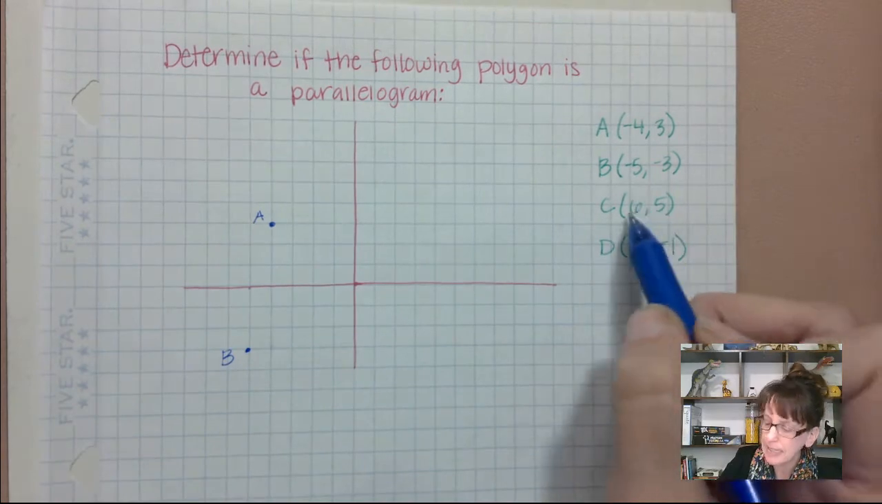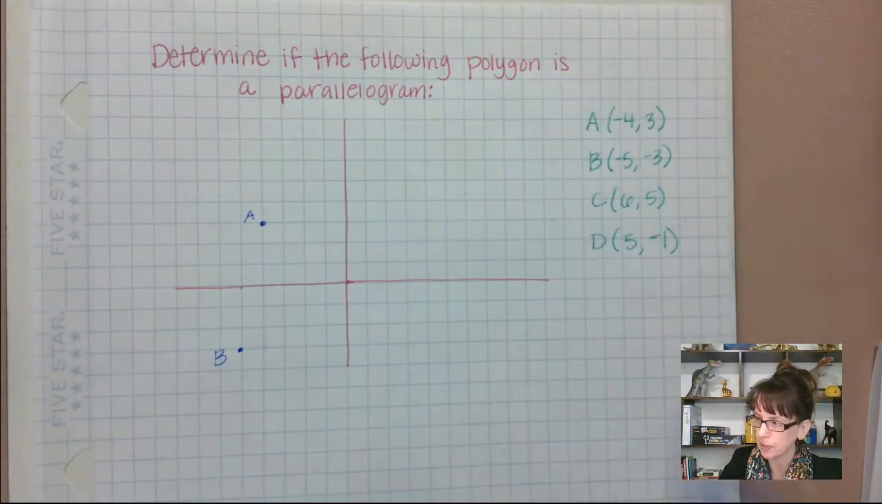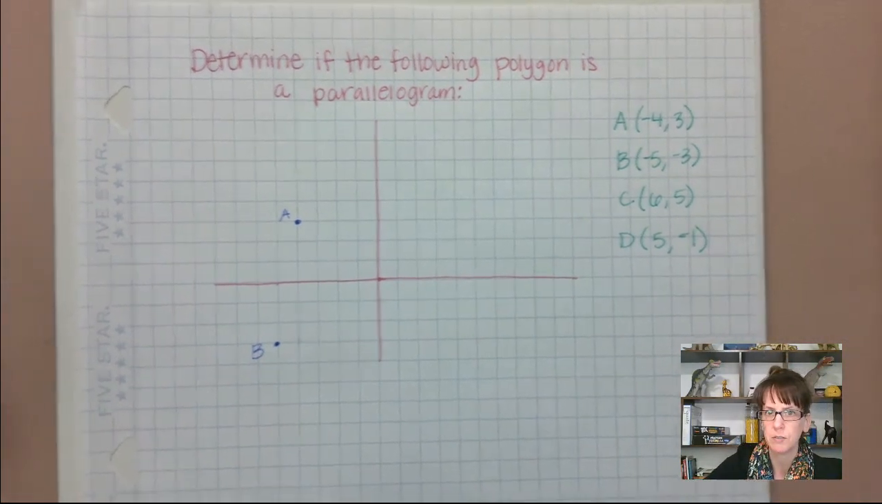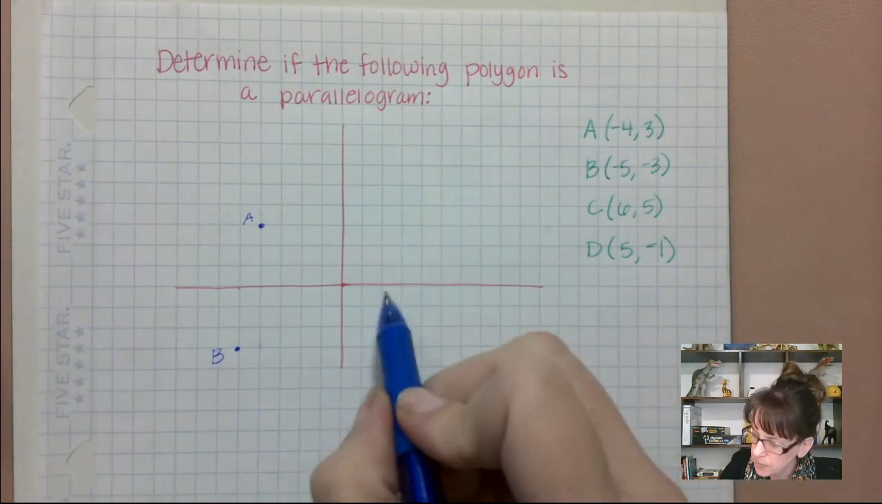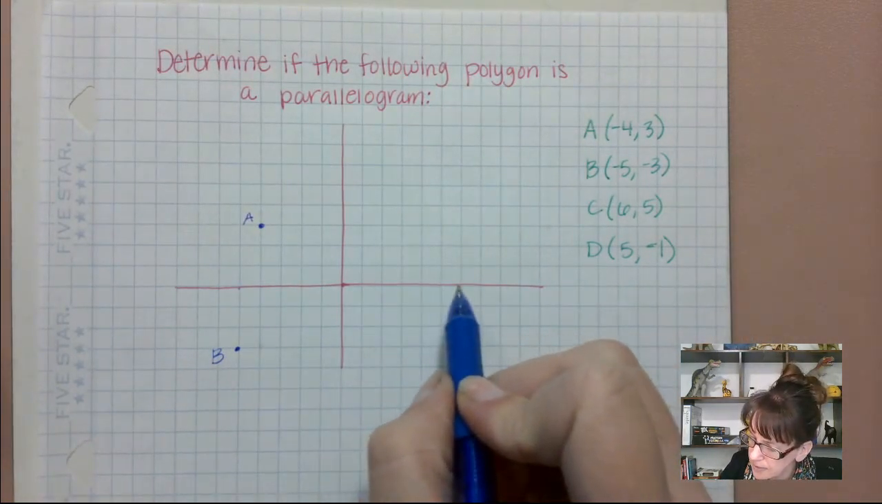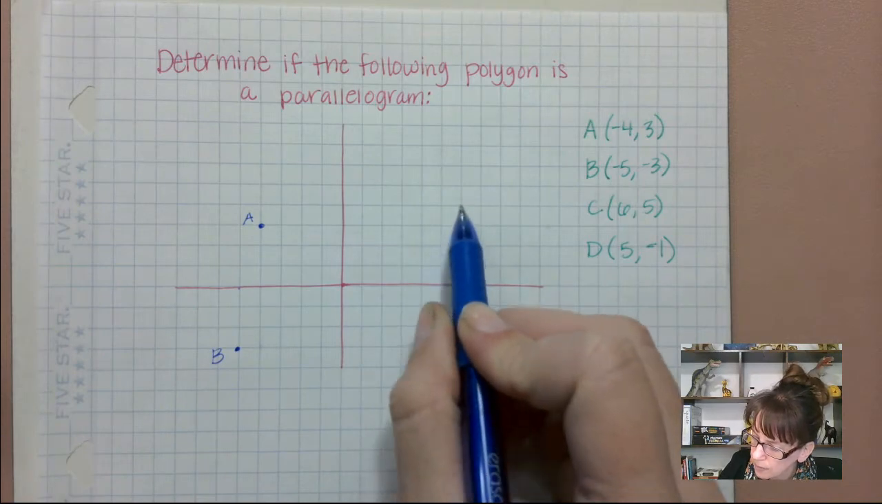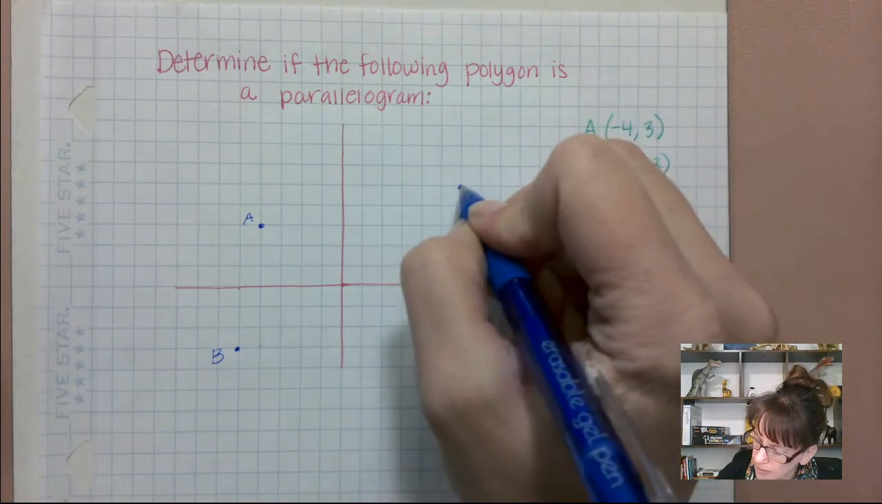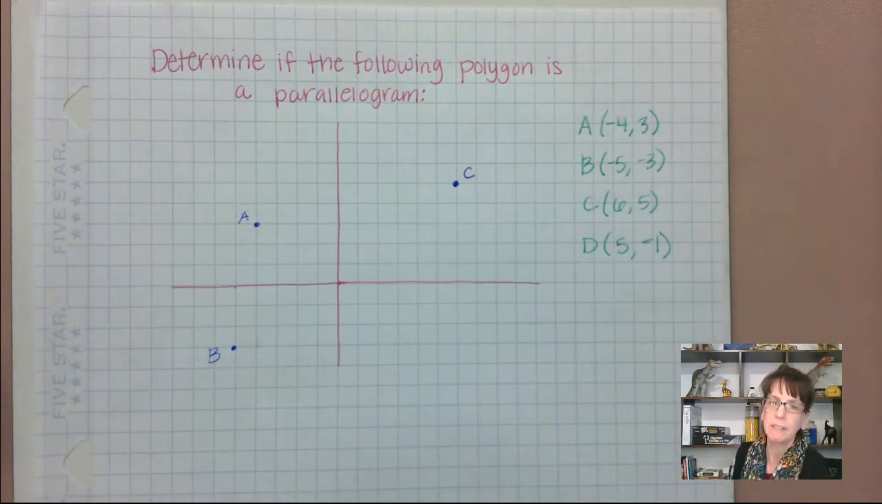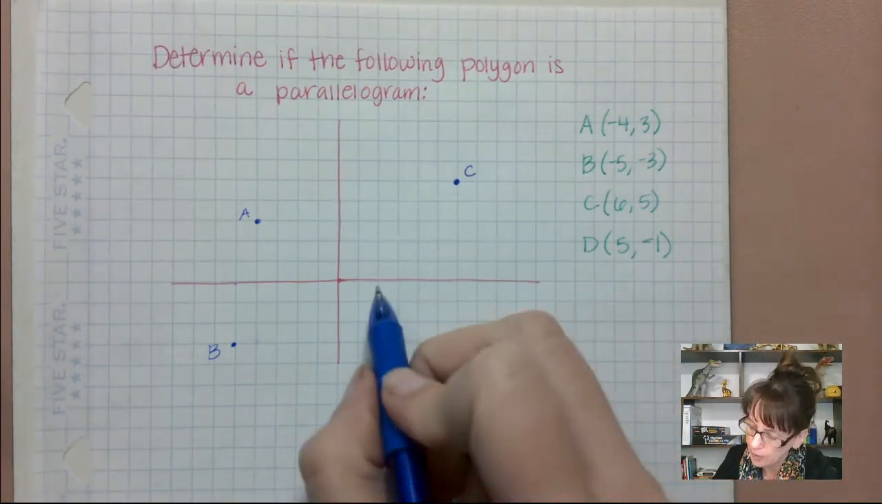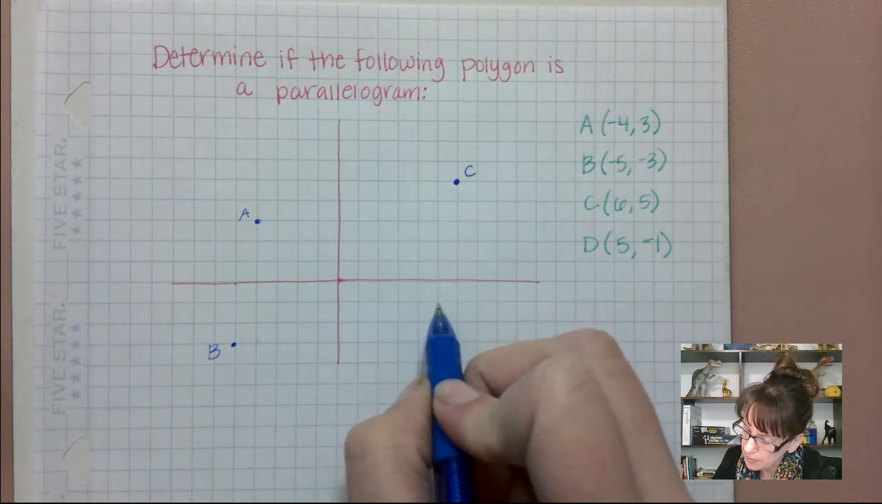And then our C is 6, 5. So we're going to go over 6 and up 5. There's 3, 6, 1, 2, 3, 4, 5. Okay, and so we'll put point C there. And then for point D, we have 5, negative 1. So we're going to go over 5, down negative 1.